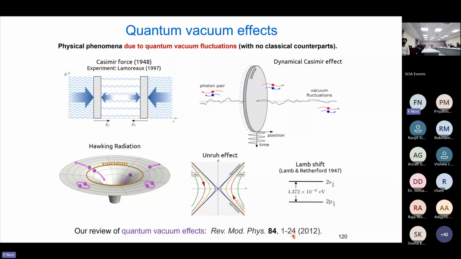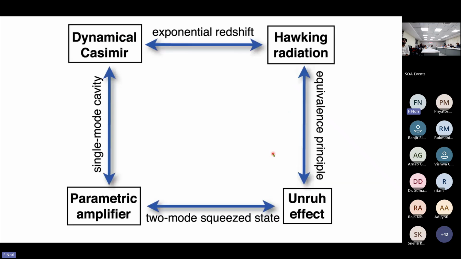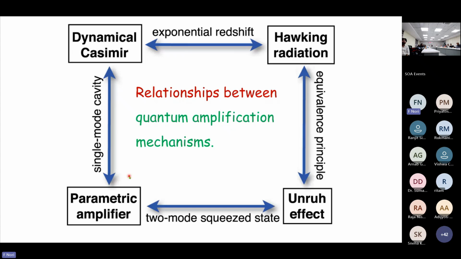So therefore, the basic idea is here you have a pump. You get a signal and an idler. This is a nonlinear medium, so this is a principal parametric amplifier. But then you can modify this in ways to relate to the Unruh effect. You have two-mode squeezed states. You have the equivalence principle of Hawking radiation with exponential redshift, the dynamic Casimir effect, and a single-mode cavity here. So there are ways to relate them, but this is complicated, and this requires an entire talk by itself. And then this is the relation between different quantum amplification mechanisms.